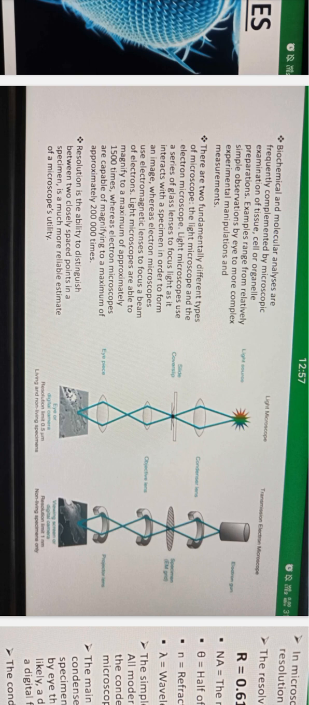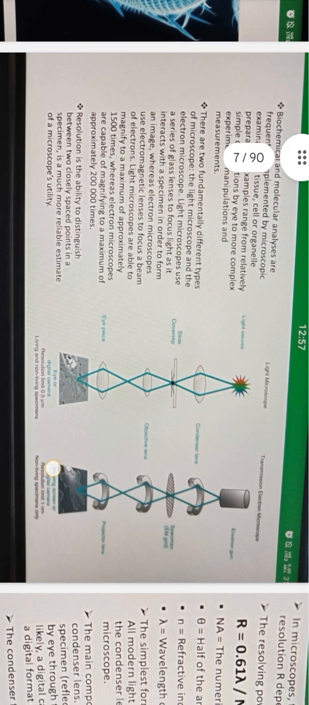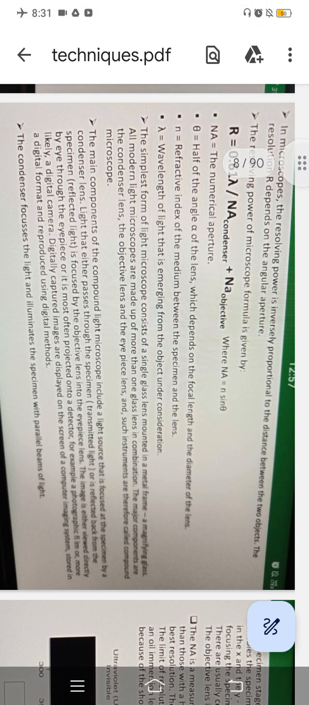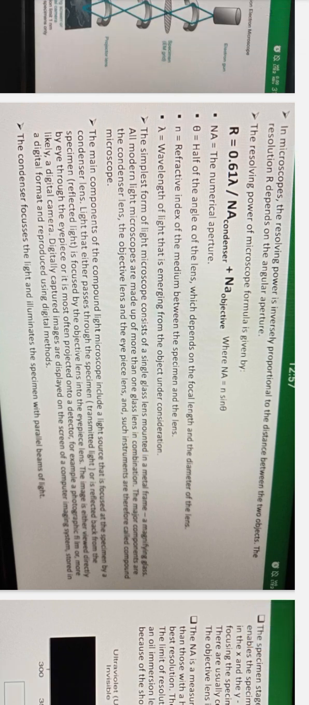Resolution, the ability to distinguish between two closely spaced points in a specimen, is a much more reliable estimate of a microscope's utility. In microscopes, the resolving power is inversely proportional to the distance between the two objects. The resolution R depends on the angular aperture. The resolving power formula is R equals 0.61 lambda divided by NA condenser plus NA objective, where NA is n sine theta.